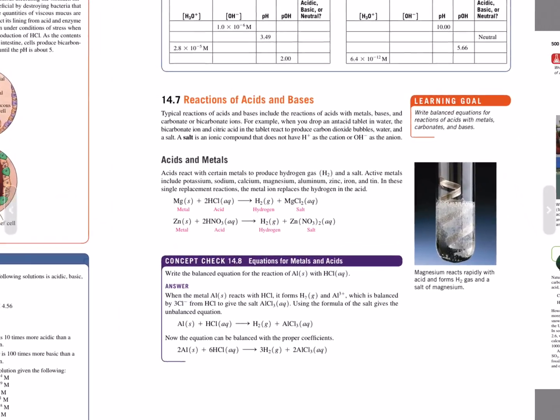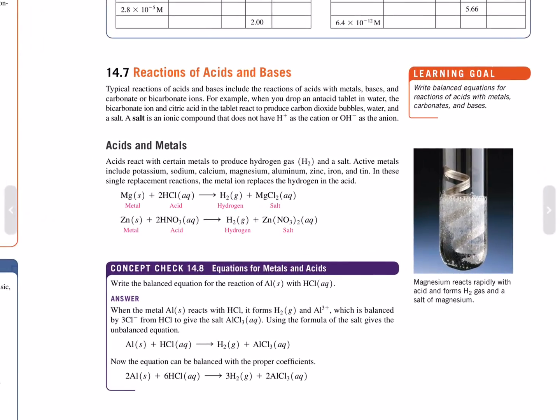Section 14.7 Reactions of acids and bases. Typical reactions of acids and bases include the reactions of acids and metals, bases and carbonate and bicarbonate ions.